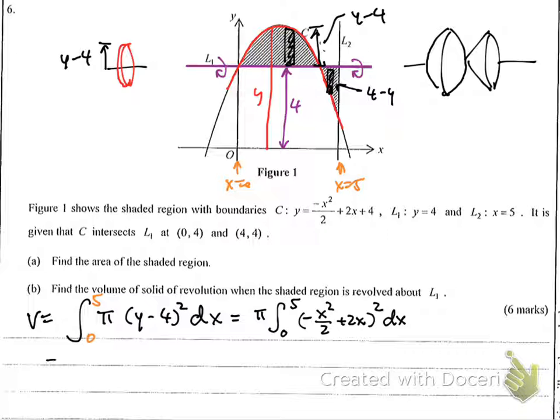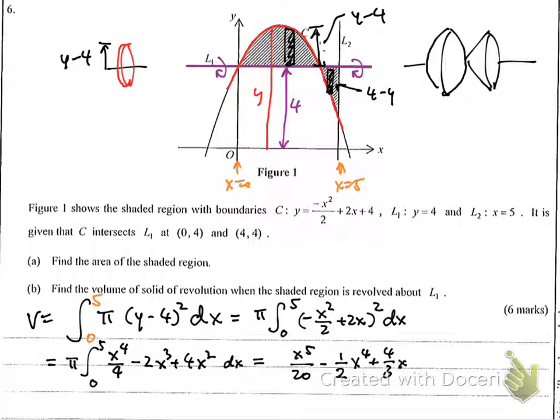Alright, to do this integration, the best way is to expand the square. So we have x to the fourth over 4, minus 2x cubed plus 4x squared. We do this integration from 0 to 5. And that ends up x to the fifth divided by 20, minus 1 over 2 x to the fourth, plus 4 over 3 x cubed. Right, don't forget the pi, from 0 to 5. And if you put the 5 and 0 into the bracket, you arrive at this answer, 125 divided by 12 pi. Alright, this is the volume.